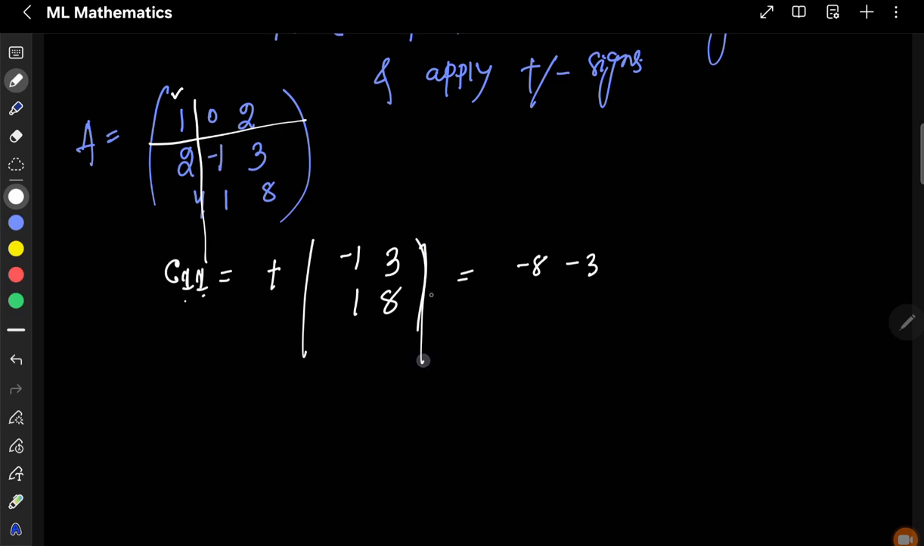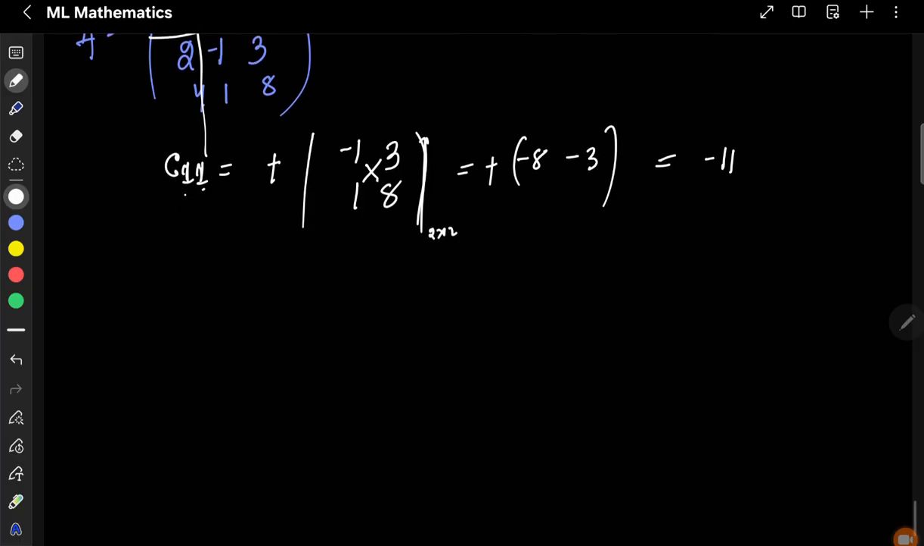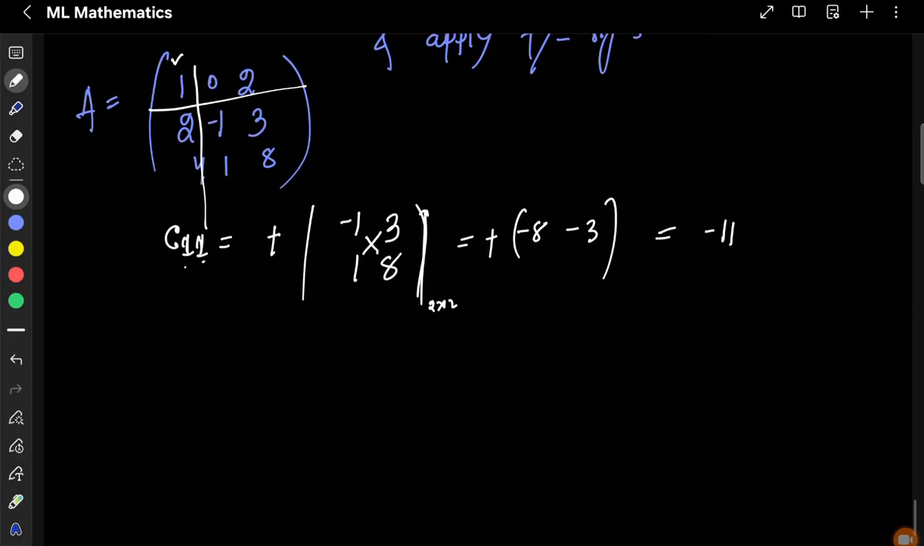Then find the determinant of it. Once you find the 2 cross 2 matrix, you find the determinant of it. So the determinant is 8 into 1, 3 into minus 1, and the outer sign will be plus, right? So this is nothing but plus 11. Clear? Hopefully you guys are clear. This is the best way I can explain it to you guys.